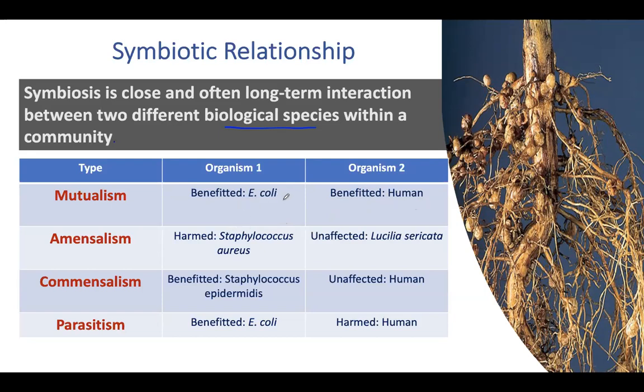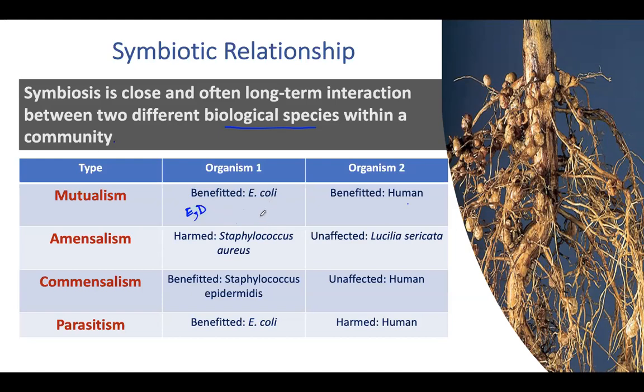E. coli, or Escherichia coli, is a gram-negative bacterium. They live inside our gut. What they do is help us absorb vitamin E and vitamin D during digestion. If we don't have E. coli inside our body, then we cannot absorb vitamin E and vitamin D. So in this case, what's happening? Humans are highly benefited from the E. coli, and E. coli get a place inside our body to stay and live in.